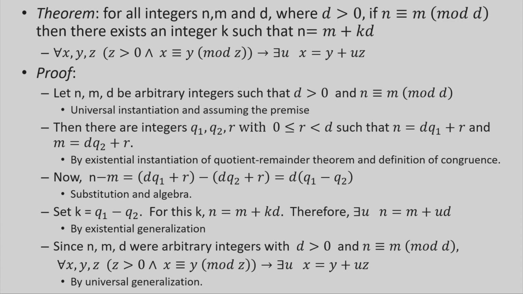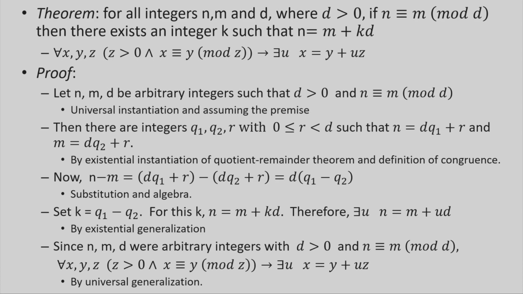What are the quantifiers? n, m, and d are under the universal quantifier. So for every x, y, z, we want z greater than 0 and x is congruent to y mod z. Here we didn't really write out the definition of it, but that's okay. Then there exists a y, so this will be our k, such that x is equal to y plus there exists a u, which will be our k, such that x is equal to y plus u times z.